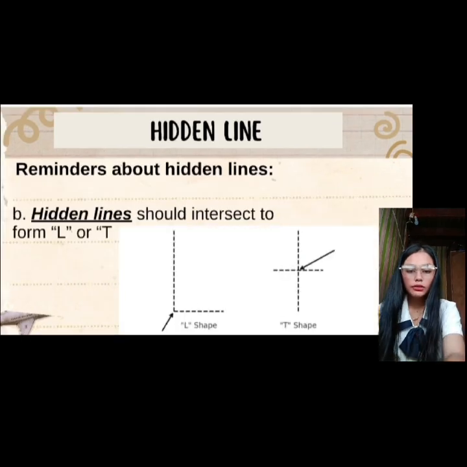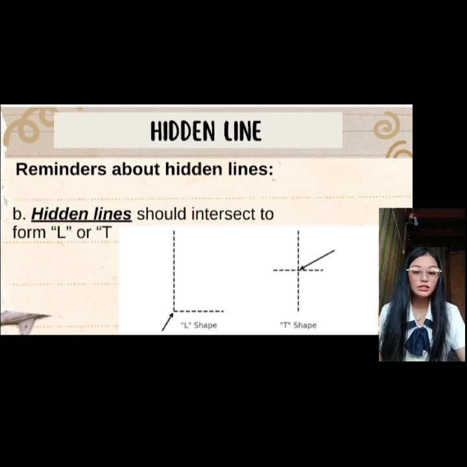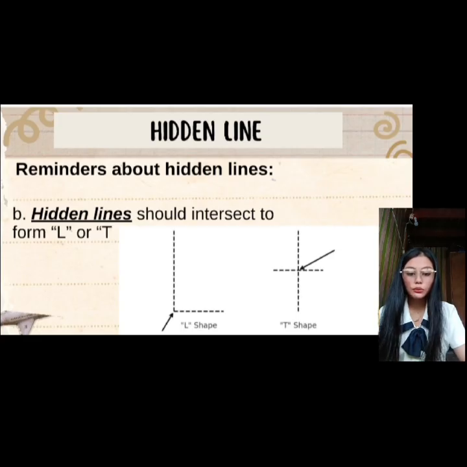Okay, so the next one is a hidden line should intersect to form L or T. So it means when 2 dashed lines connect, they should meet clearly at a corner or midpoint. Avoid making them look like an X because that makes the drawing confusing. So if there are 2 dashed lines that you should connect, they should intersect and form the L shape and T shape there.